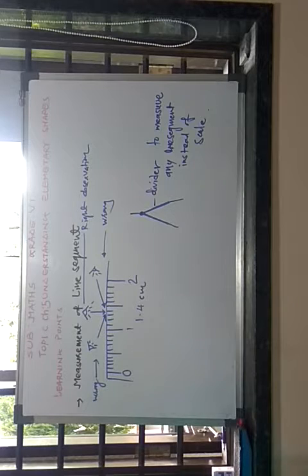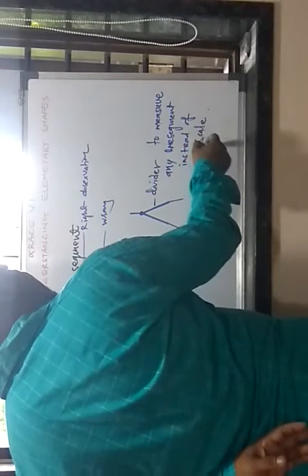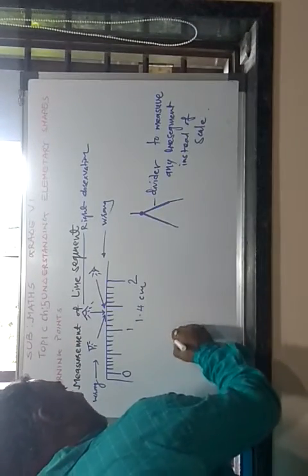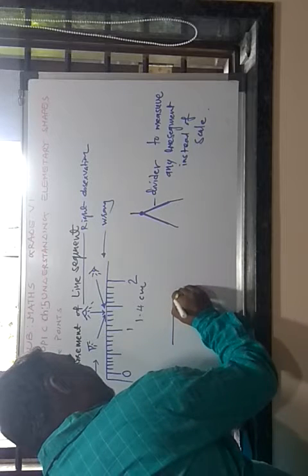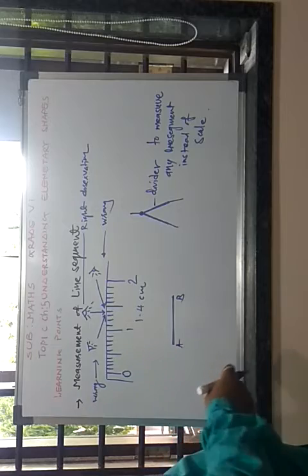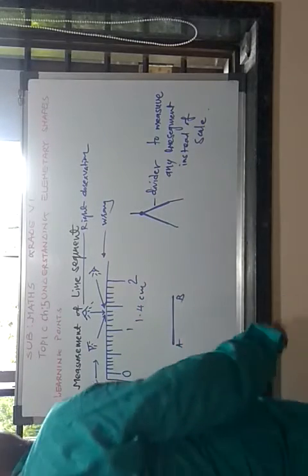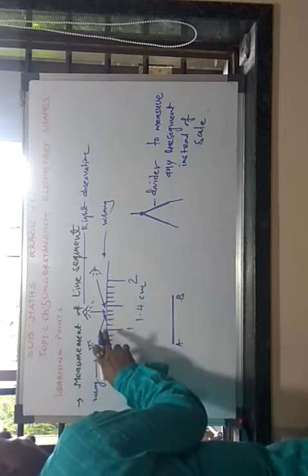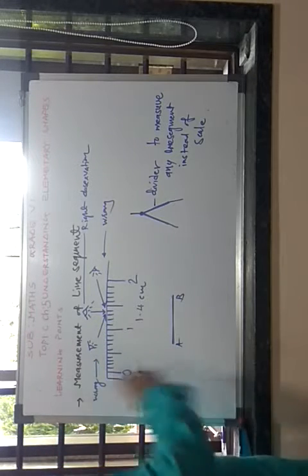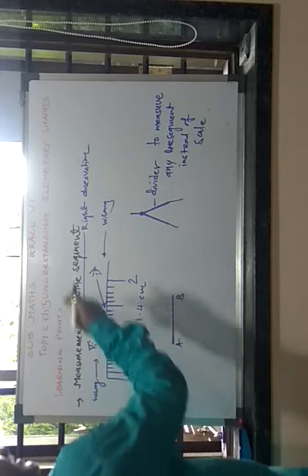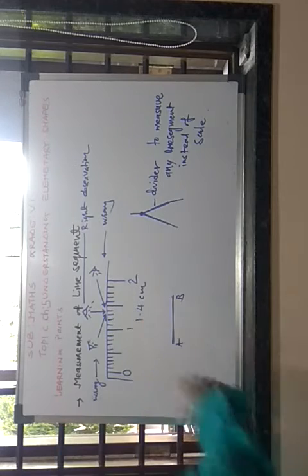Now for that purpose, instead of this scale, when we want to measure a line segment, suppose this line segment AB, how many centimeters is it? We just use a divider. We do not use the scale directly. We take this divider, put it like this way, and then put it on the scale, then you get the exact measure, right? So this is one of the points to measure the line segment. Now next point.